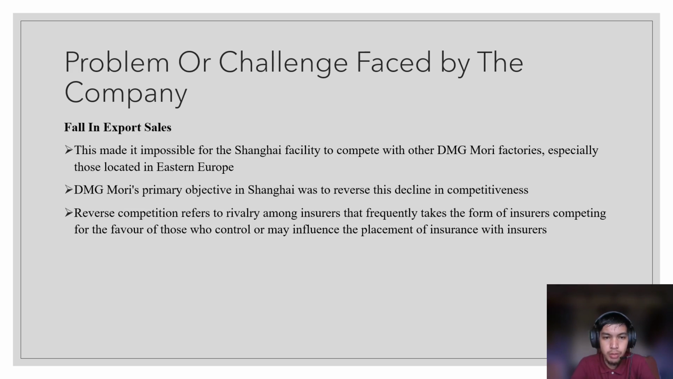This made it impossible for the Shanghai facility to compete with other DMG Mori factories, especially those located in Eastern Europe. DMG Mori's primary objective in Shanghai was to reverse this decline in competitiveness. Reverse competition refers to rivalry among insurers that frequently takes the form of insurers competing for the favor of those who control or may influence the placement of insurance.